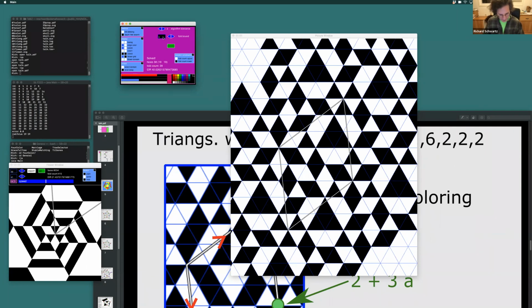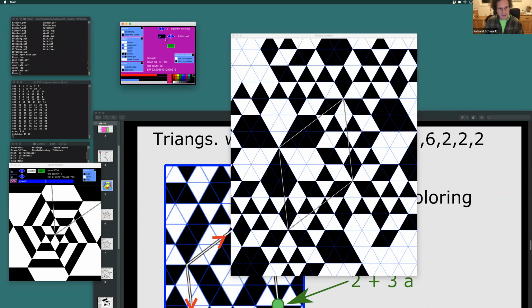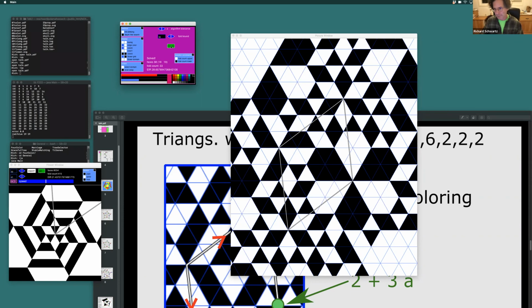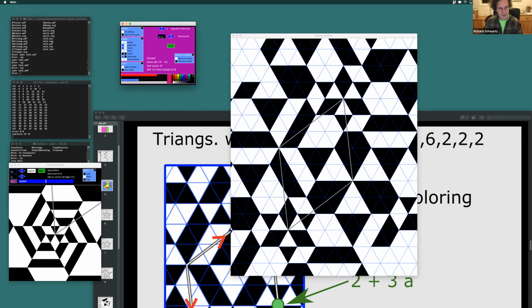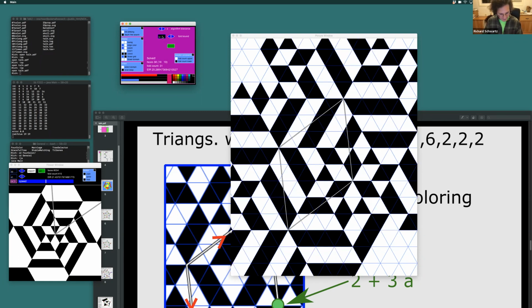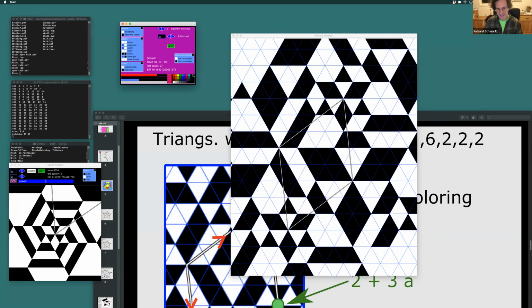So I'm just going to show you. As I'm lowering the allowed fold count, you start to see bigger regions that are all black or all white, and that's because I'm not allowing as many fold lines. So here I'm lowering it even lower, and you're starting to see prettier pictures.